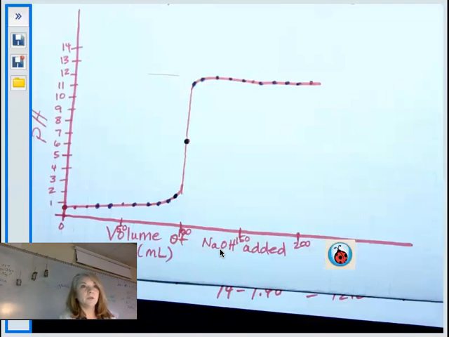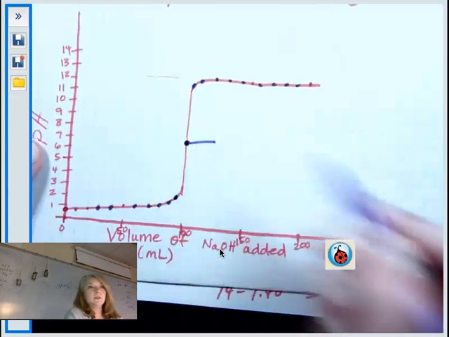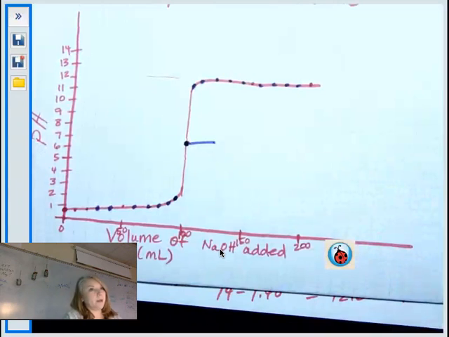Say again. So it's at neutral. It's neutralized right here. Oh, it's hard to get neutral. Yeah, it really is. Because if you do, you're either a great titrator or you're lucky. One or the other.